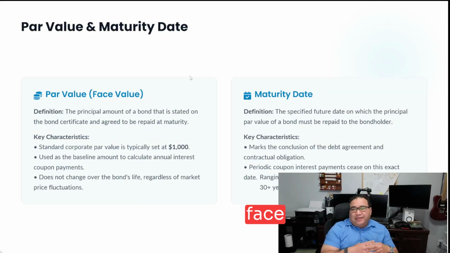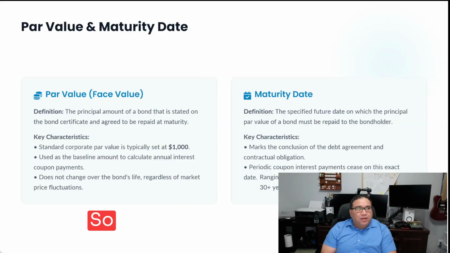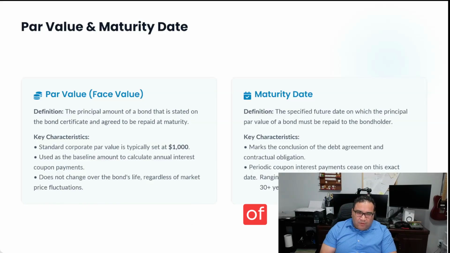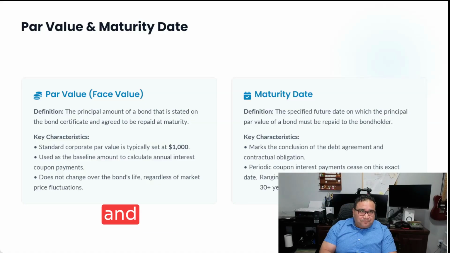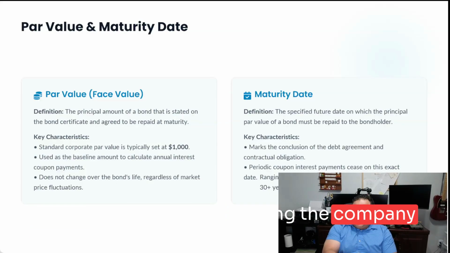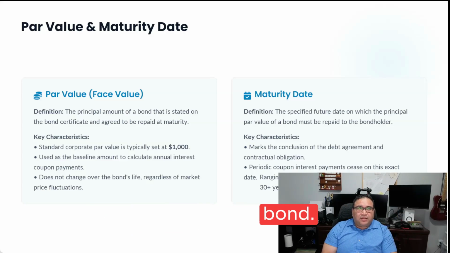A par value is the face value of the bond, what you're going to purchase the bond for. What is going to be the bond value when you purchase it, right? So most par values are $1,000. So if I say the par value of a bond is $1,000, that's what I'm buying that bond for. I'm paying $1,000 for that bond, and that is what my upfront cost is going to be, right? That's the amount I'm lending the company and they are granting me the bond. So par value is what you're paying for the bond.